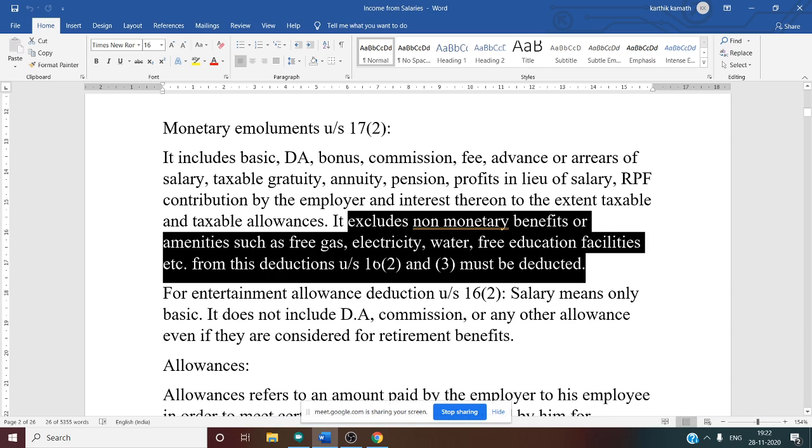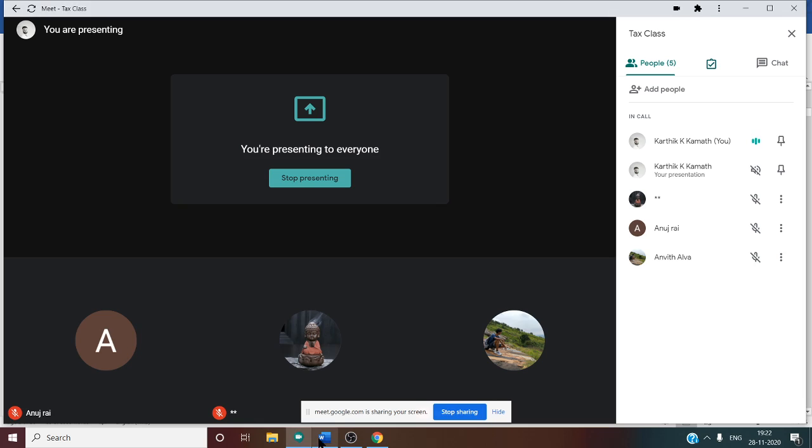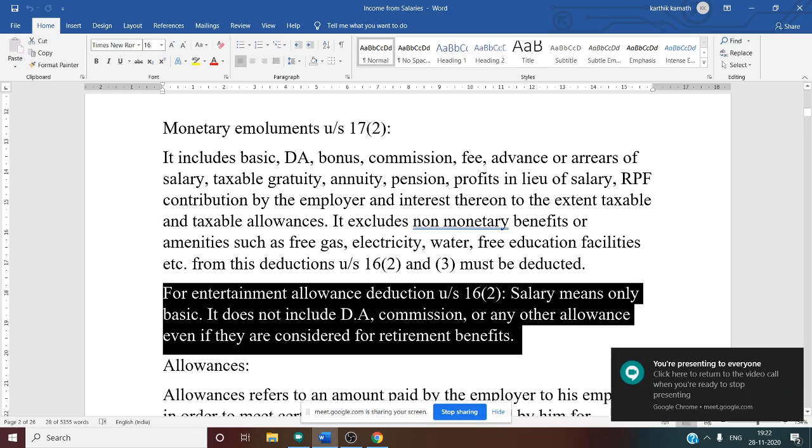From this, deductions under section 16 clause 2 and 3 must be deducted. That is nothing but entertainment allowance deduction from the salary, and one more thing is professional tax deduction. For entertainment allowance deduction, that is under section 16 clause 2, salary means only basic. This is very important. After adding all the salary, there is deduction of entertainment allowance, and this is available only for government employees. So salary means only basic.